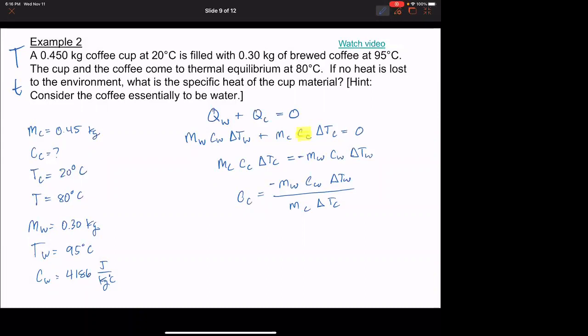We're going to do a problem with time coming up. So the specific heat of the cup equals negative 0.3 times 4186 times (80 minus 95), and the negatives are going to cancel out, over 0.45 times (80 minus 20). What's the specific heat of the cup material? I got 697.67.